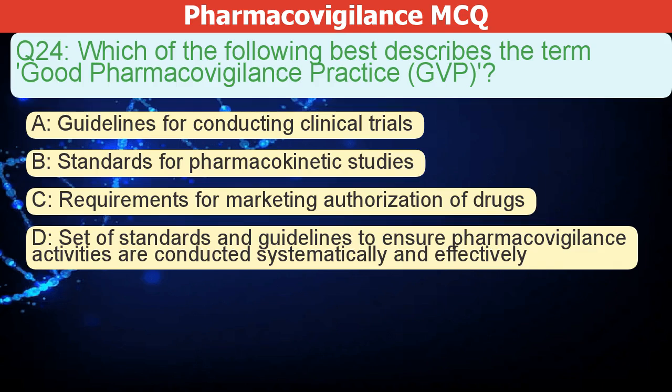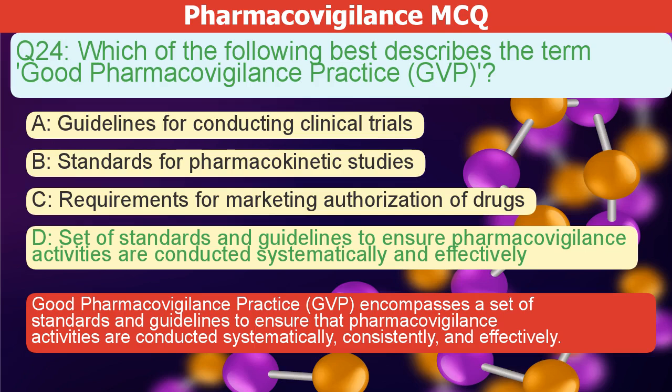Which of the following best describes the term good pharmacovigilance practice, or GVP? A. Guidelines for conducting clinical trials. B. Standards for pharmacokinetic studies. C. Requirements for marketing authorization of drugs. D. A set of standards and guidelines to ensure pharmacovigilance activities are conducted systematically and effectively. The correct answer is D. Good pharmacovigilance practice, or GVP, encompasses standards and guidelines to ensure pharmacovigilance activities are conducted systematically, consistently, and effectively.